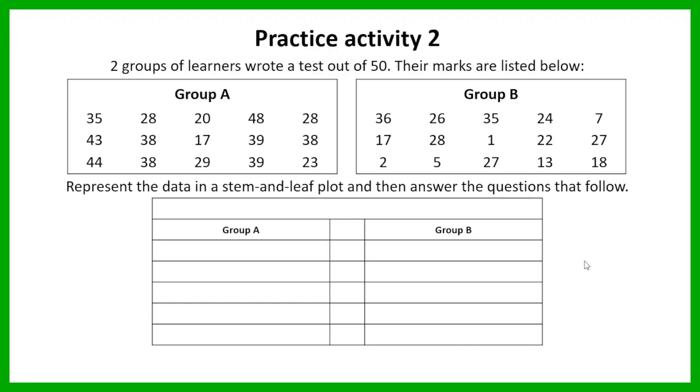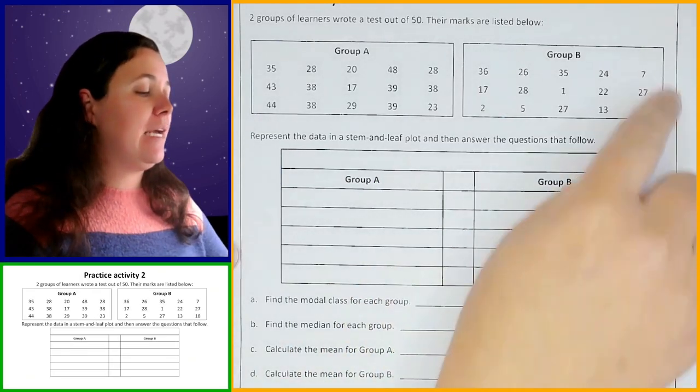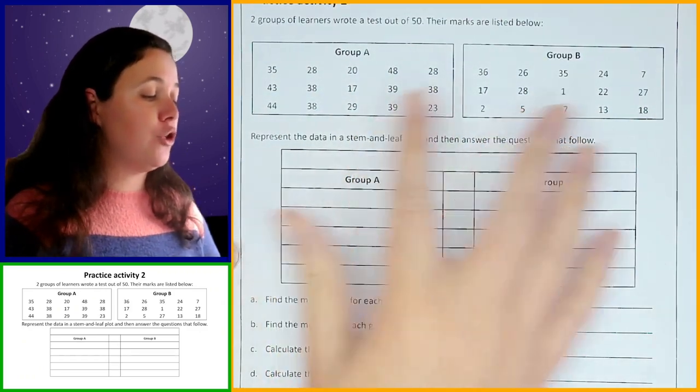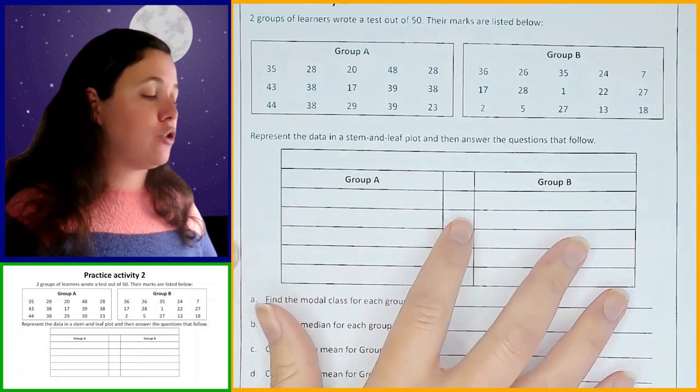Okay, so I'm just going to quickly get you started with a stem and leaf plot so that you know how to get started when you're doing a back-to-back like this. Over here I've got my data for the two groups, the marks for the two groups, and here I've got the structure for my stem and leaf.